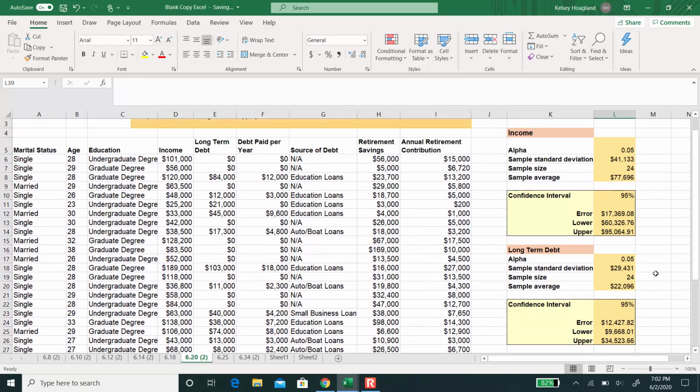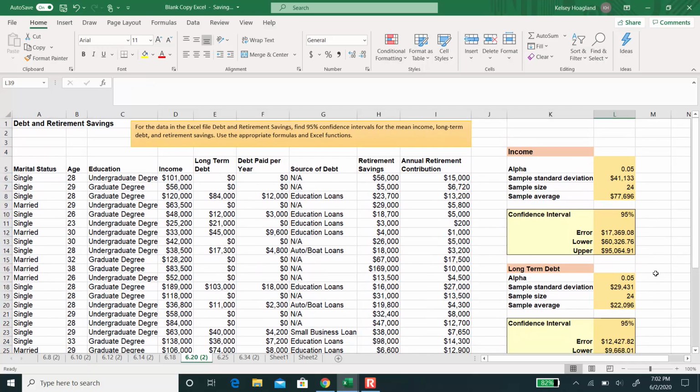So that is how you find confidence intervals using the t formula for the margin of error. And that is how you also find the standard deviation, sample size, sample average, and alpha.